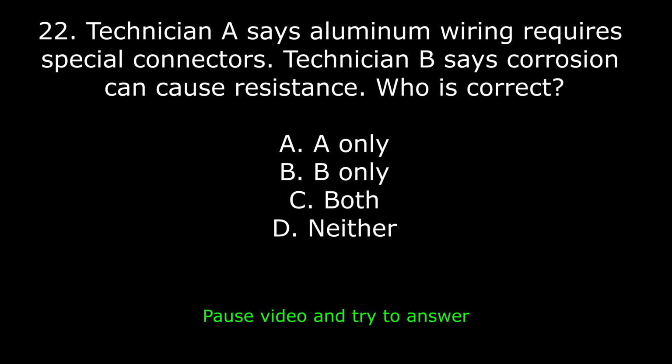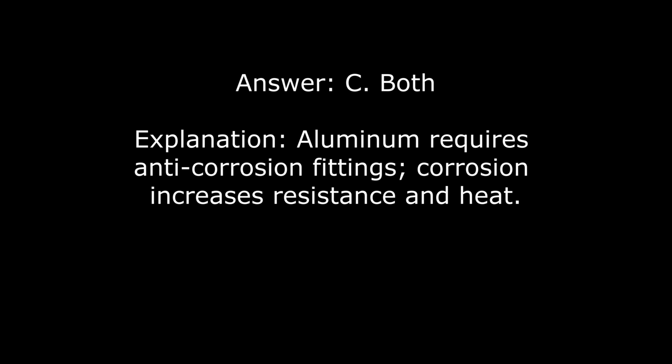22. Technician A says aluminum wiring requires special connectors. Technician B says corrosion can cause resistance. Who is correct? A, A only. B, B only. C, both. D, neither. Answer: C, both. Explanation: aluminum requires anti-corrosion fittings. Corrosion increases resistance and heat.